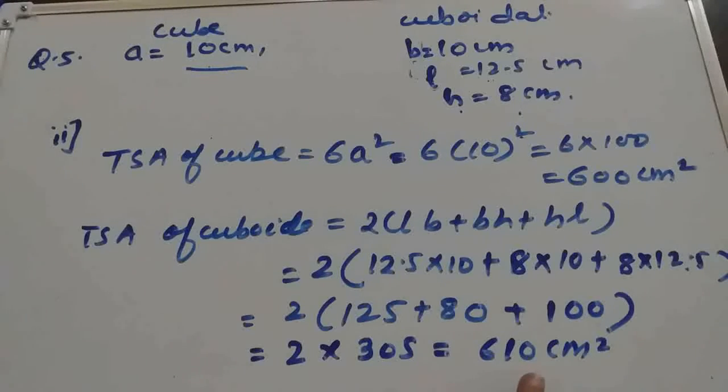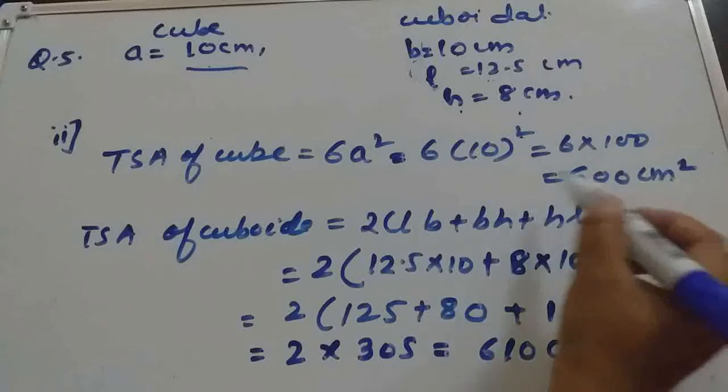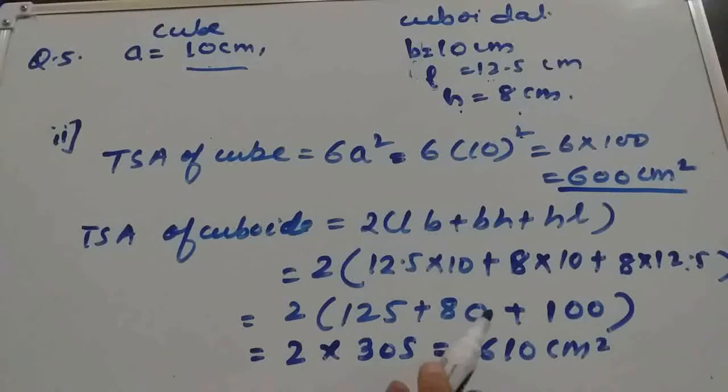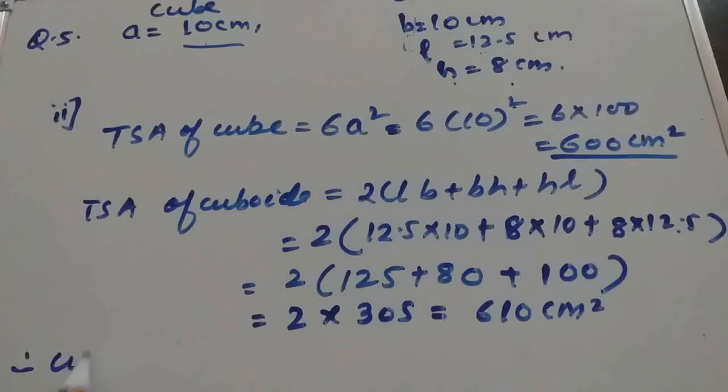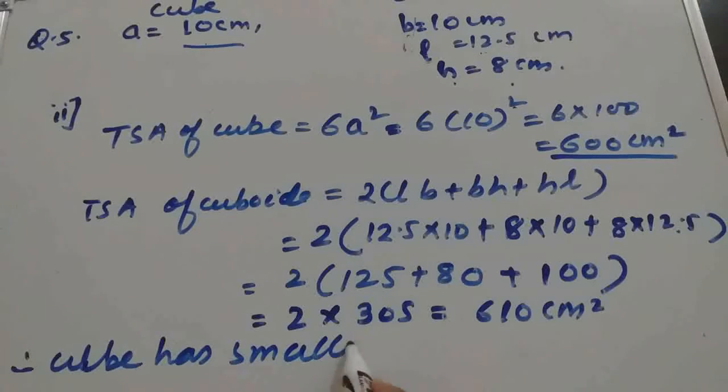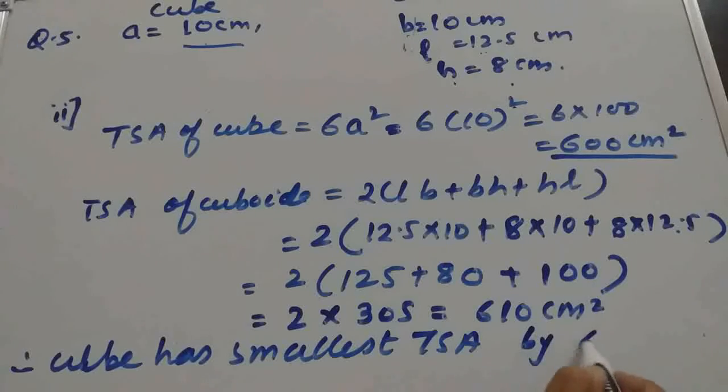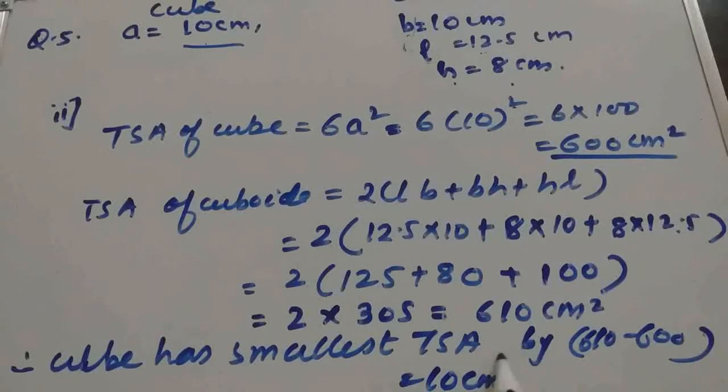Now the question is not about the greater TSA, but about the smallest TSA. So the cube has the smallest TSA. By how much? So we can write here, therefore the cube has the smallest TSA. By how much? By 610 minus 600, which means 10 centimeter square.